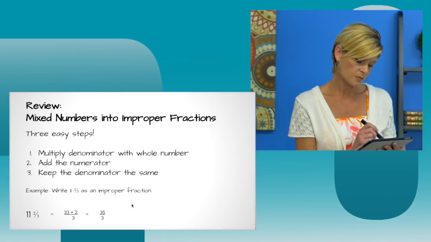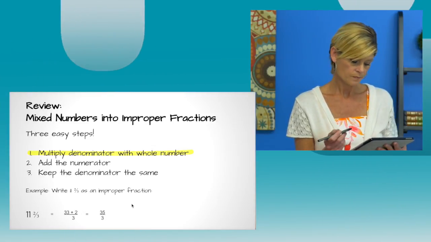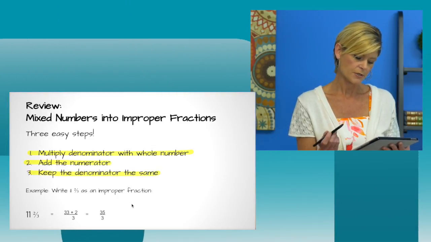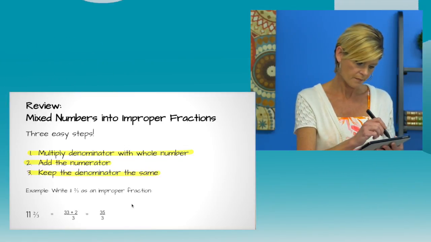The first one, we simply multiply the denominator with the whole number. We add the numerator, and then we keep the denominator the same. It's almost like a wheel. It's almost like a circle. Let me show you what I mean by that.